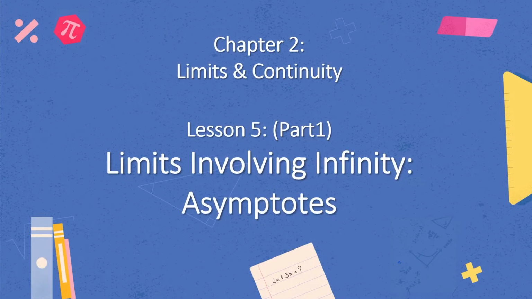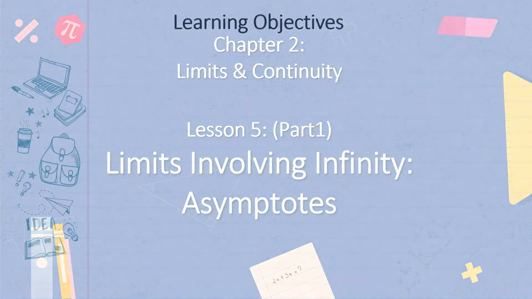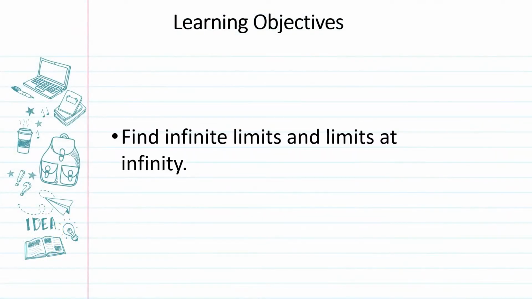This is the first part, limits involving infinity. We will be focusing on asymptotes. By the end of the lesson, you should be able to find infinite limits, meaning the limit's value is infinity, and limits at infinity, meaning when x is approaching infinity.